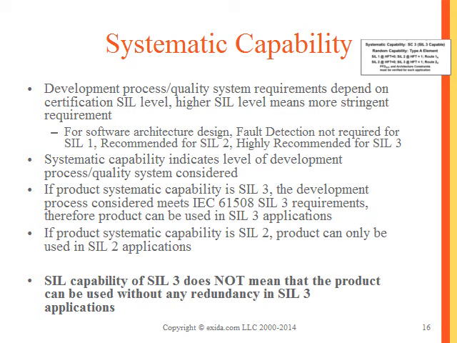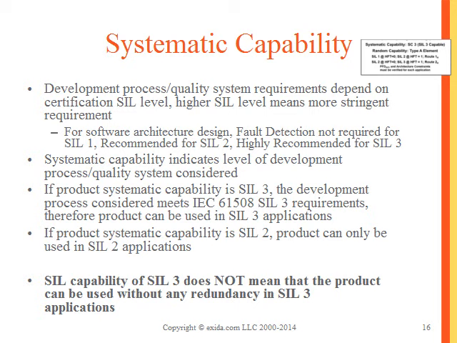If the product systematic capability is SIL 2, the development process meets the requirements of SIL 2, and the product can only be used in SIL 2 applications. This does not say anything about whether the product can be used non-redundant in SIL 3 applications. It only says something about the ability of that product to be used in SIL 3 level applications. So if I buy a valve, and that valve is SIL 3 capable, most likely I'll have to put in redundant valves just to meet my probability of failure on demand requirements. But I can use this valve in a SIL 3 application.